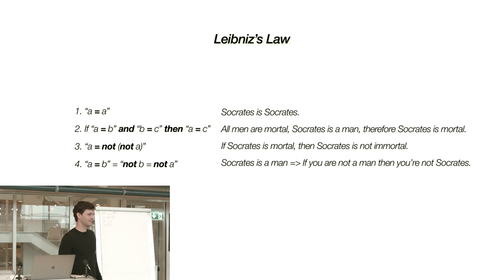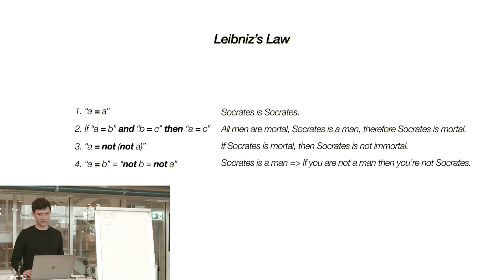But this is also something which you know from mathematics too. And then the third one, the law of negation, says A equals not, not A. So if Socrates is mortal, then Socrates is not immortal. So if you negate something twice, it becomes what it was originally. Yeah? I don't want to go into detail. It's not that crucial. The elementary idea is crucial.